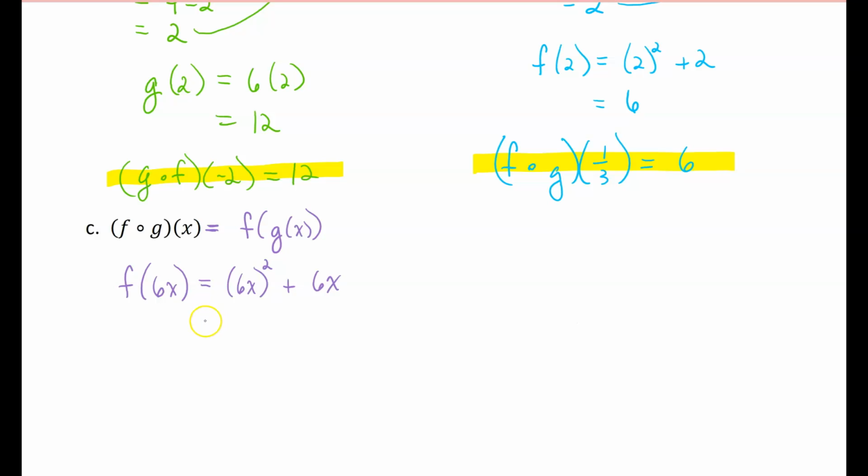All right, now I just want to clean this up a little bit. 6x, all of it squared is 36x squared plus 6x, and that's about all we can do with that. You could factor if you wanted to, but there's really no need. This is pretty much in standard form, so we're happy with that. Okay, so what do we think of our composite functions?